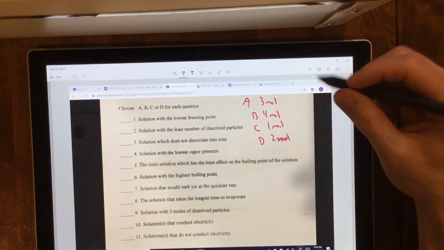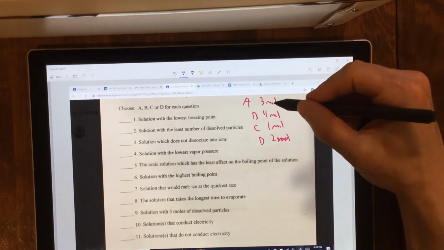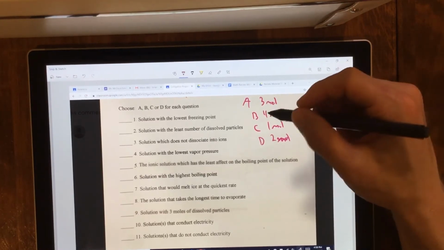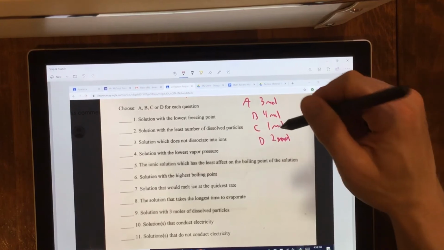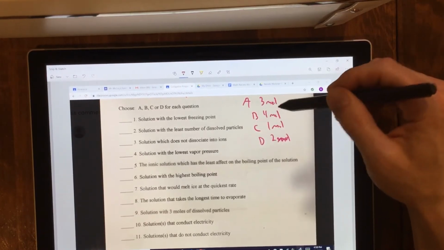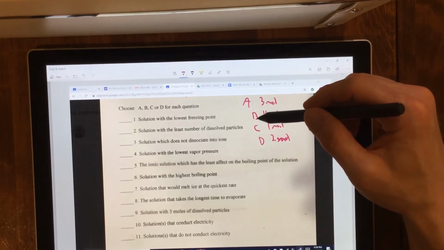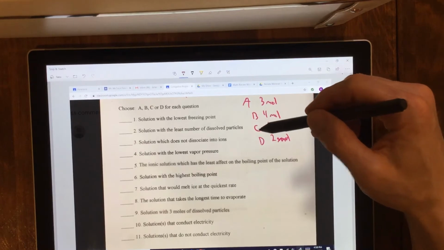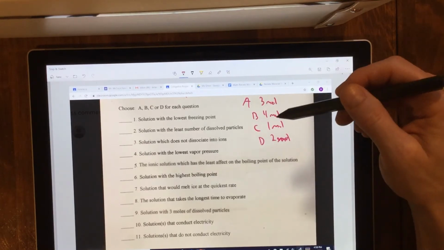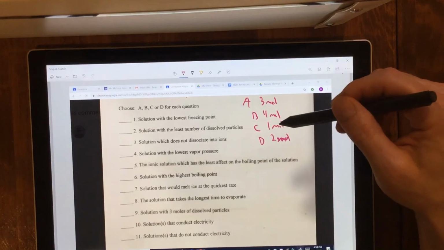Because colligative properties depend upon the number of particles, which is what moles are, right? We learned that a long time ago: 6.022 times 10 to the 23rd particles in 1 mole, Avogadro's number. So, long story short, it doesn't matter that A was calcium chloride and B is sodium phosphate and this is sugar and this is sodium bromide. That doesn't matter at all. It's how many particles are floating around in that water, in that solution.